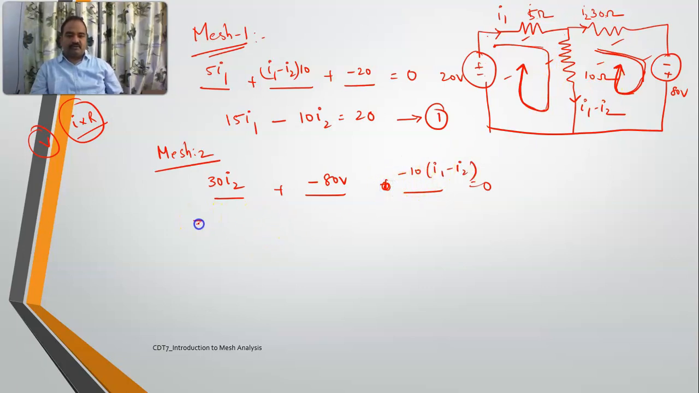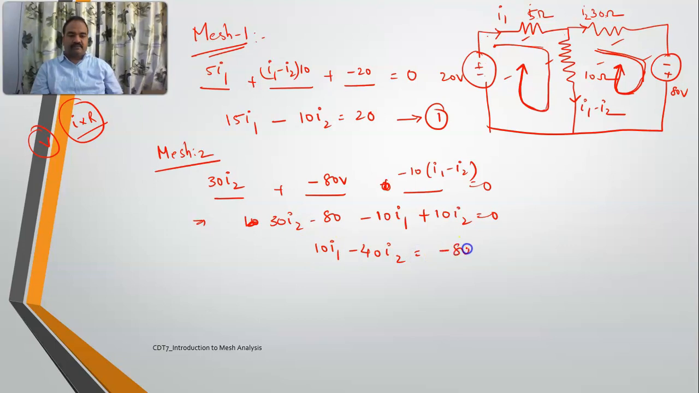Right. So if you solve this one, this is 30 I2, this is minus 80, this is minus 10 I1, this is plus 10 I2. So if I write it, I'll get 10 I1 minus 40 I2 is equal to minus 80. These two are the equations. So let us solve them. So what are the two equations?